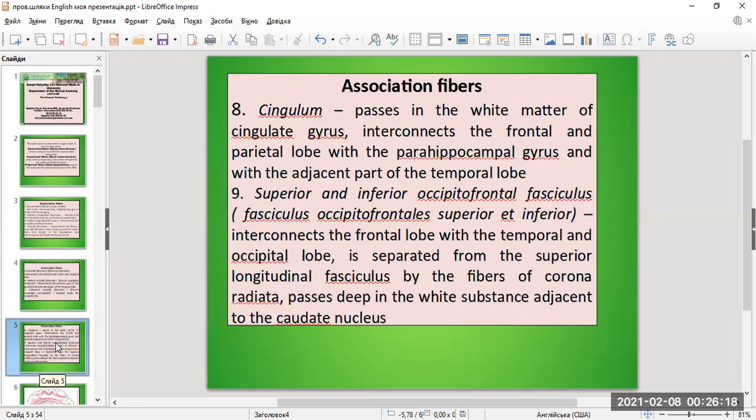Cingulum passes in the white matter of the cingulate gyrus and interconnects the frontal and parietal lobe with the parahippocampal gyrus and with the adjacent part of the temporal lobe. Superior and inferior occipitofrontal fasciculus, fasciculus occipitofrontalis superior and inferior, interconnects the frontal lobe with the temporal and occipital lobe. It is separated from the superior longitudinal fasciculus by the fibers of the corona radiata and passes deep in the white substance adjacent to the caudate nucleus.